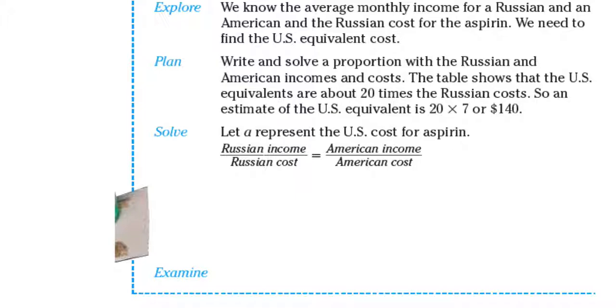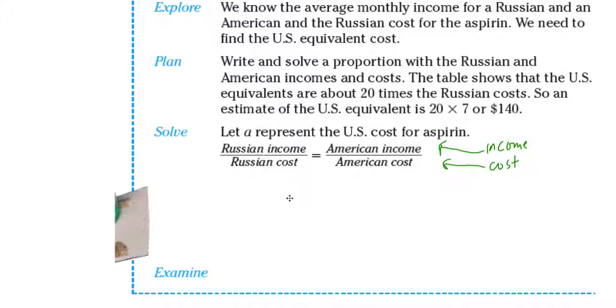Okay, and what you also notice is this: if you look at the numerator, they're both income, and if you look at the denominator, they're both cost. So in a proportion, it is important for you to be able to organize your data so that the numerator and the denominators are related to each other.